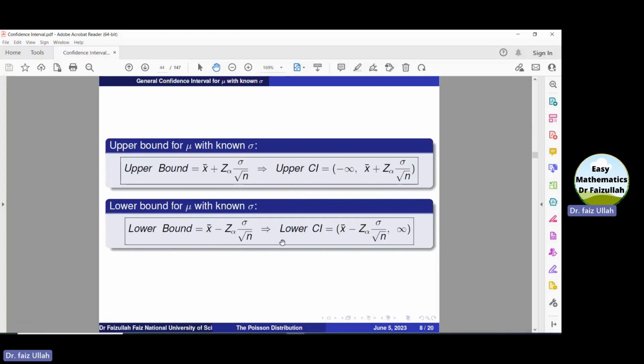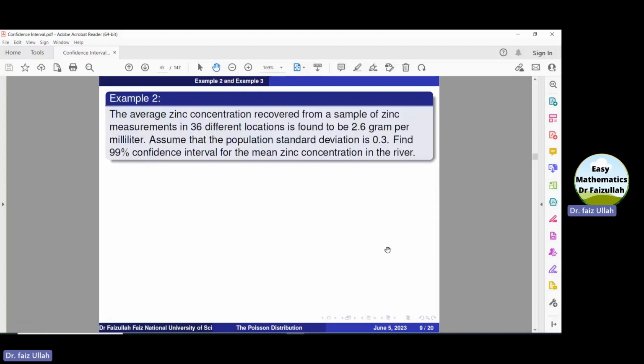And in a similar procedure, we can find lower confidence interval, which is given by x bar minus z alpha sigma over under root n. And there is no restriction on the upper value of this interval.